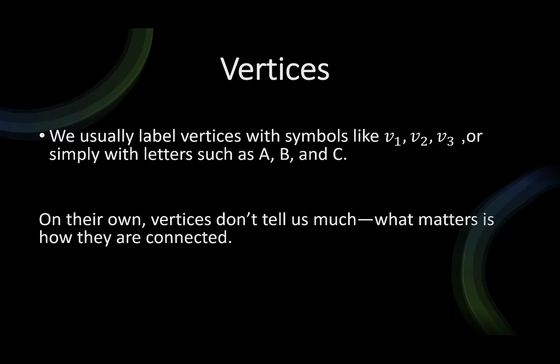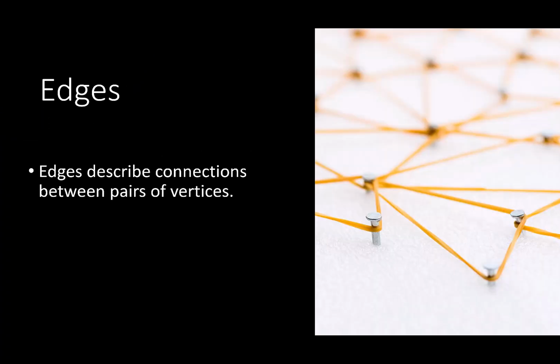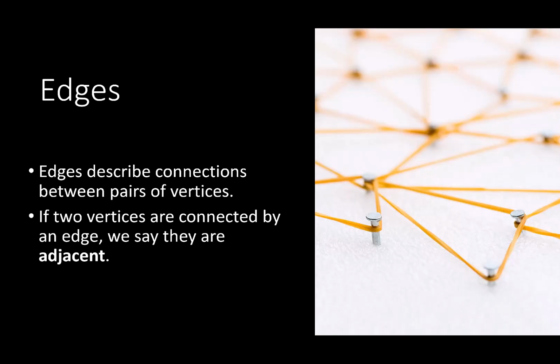On their own, vertices don't tell us much. What matters is how the vertices are connected. Edges describe connections between pairs of vertices. Whenever two vertices are connected by an edge, we call them adjacent.